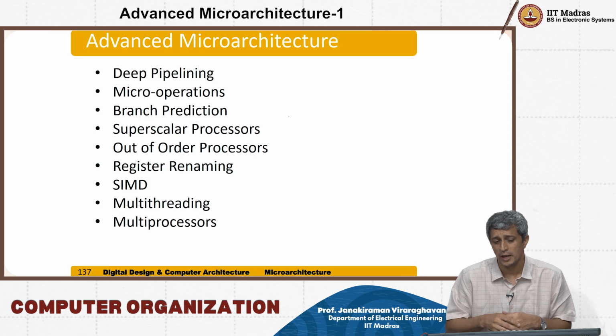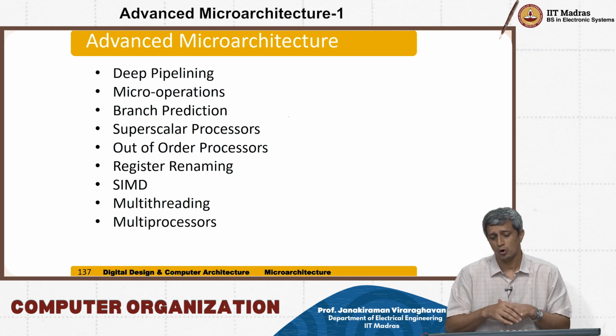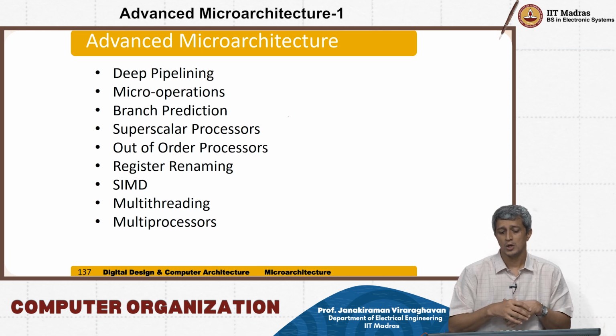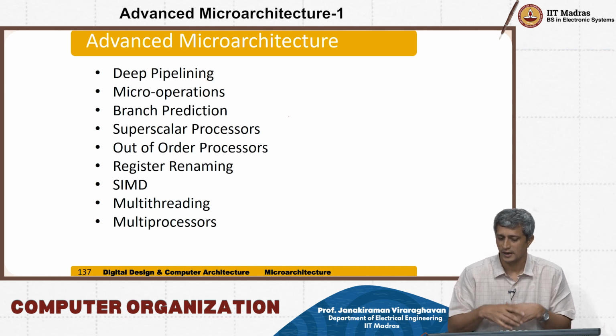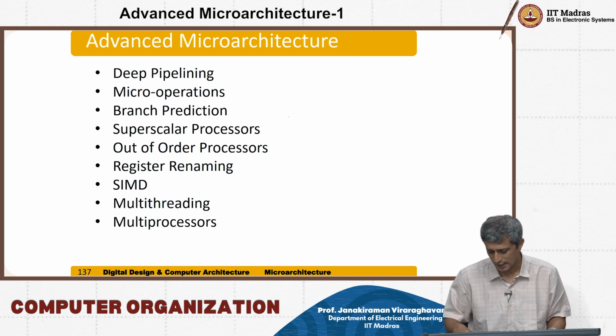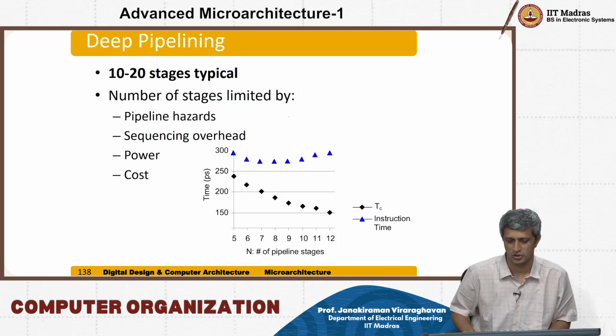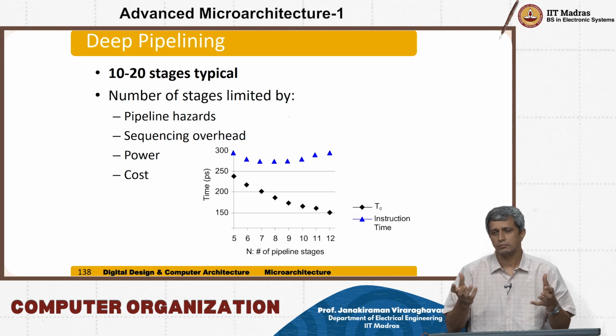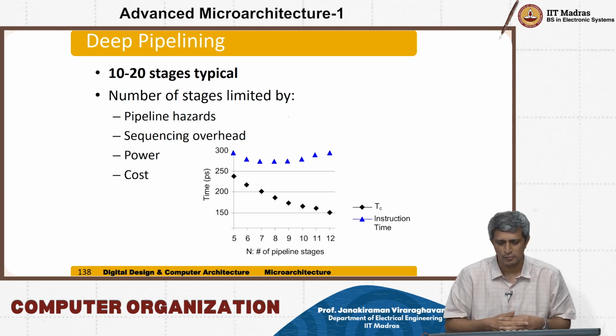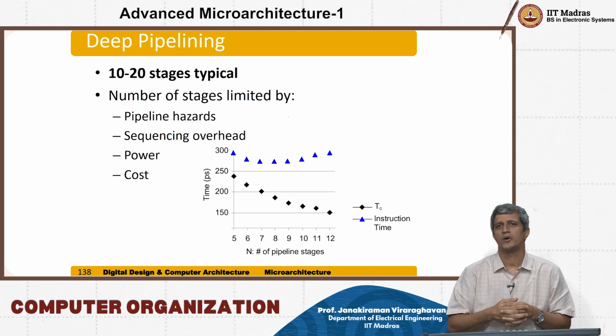So therefore people have been looking at deep pipelining, micro operations, branch prediction, superscalar processors, out of order processors, register renaming, multi-threading, and multiprocessors. So what is deep pipelining? We looked at a pipeline with 5 stages, but typically the number of stages can be larger.